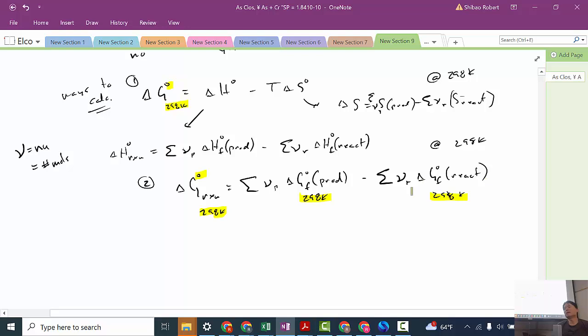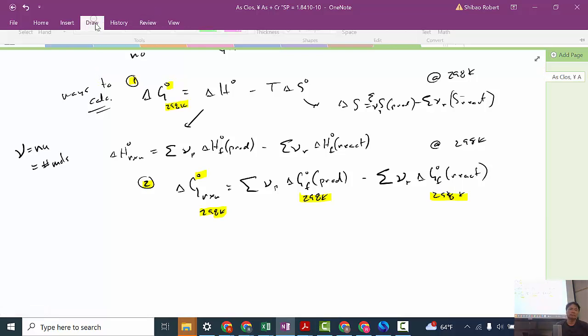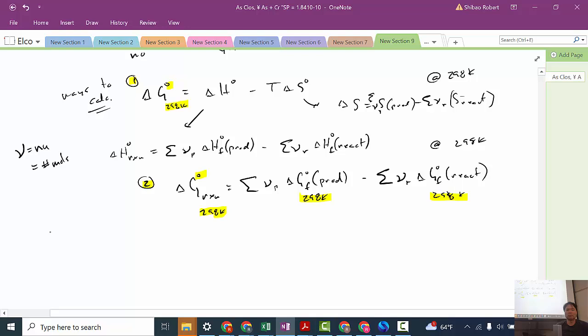And imagine, some people don't even want to keep track of units, let alone all these restrictions. What are the restrictions on delta H? What are the restrictions on delta G? Where is this calculation valid? A lot of people don't want to even deal with these restrictions, but they end up using the wrong equation and get the wrong answer. So anyway, this is fairly straightforward. These are pretty simple calculations.